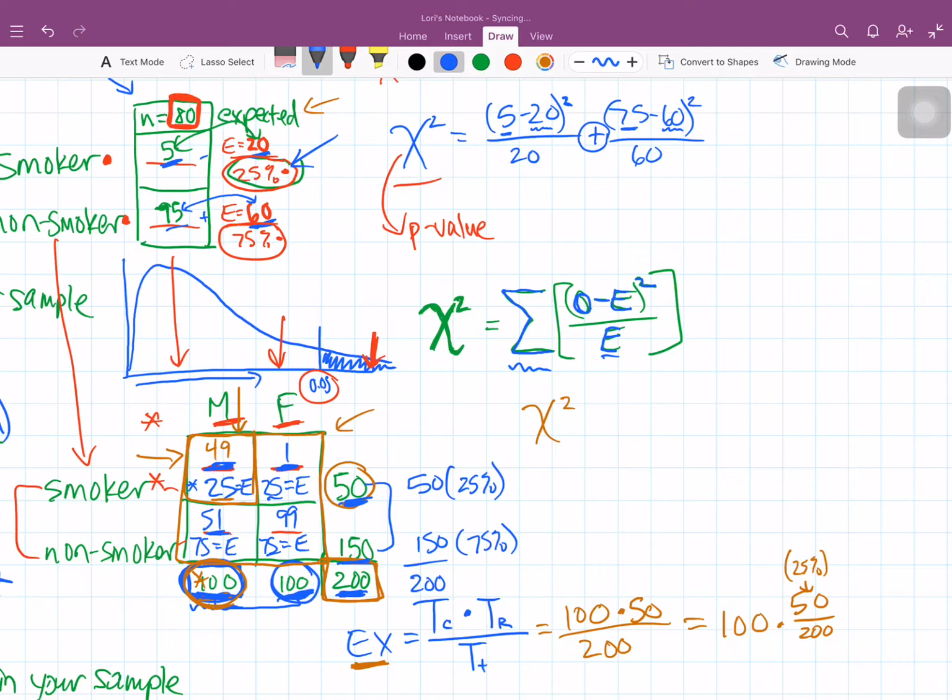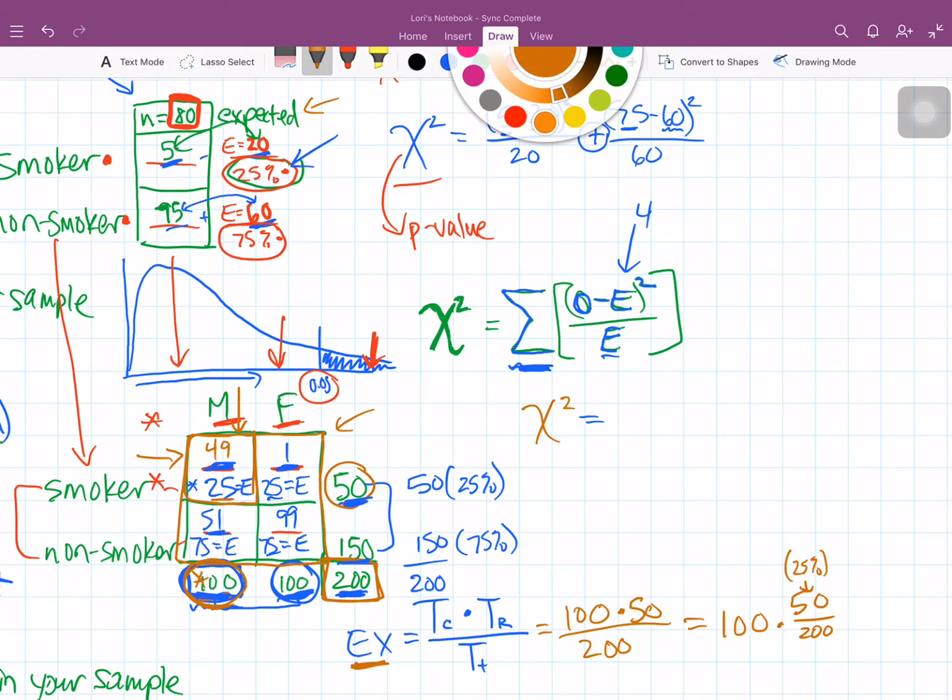So let's go ahead and use those numbers and calculate the chi-square. Remember, it's the sum of all of these observed minus expected, and we have 4 cells, so we're going to have 4 of these equations. So let's go ahead and put those in here.